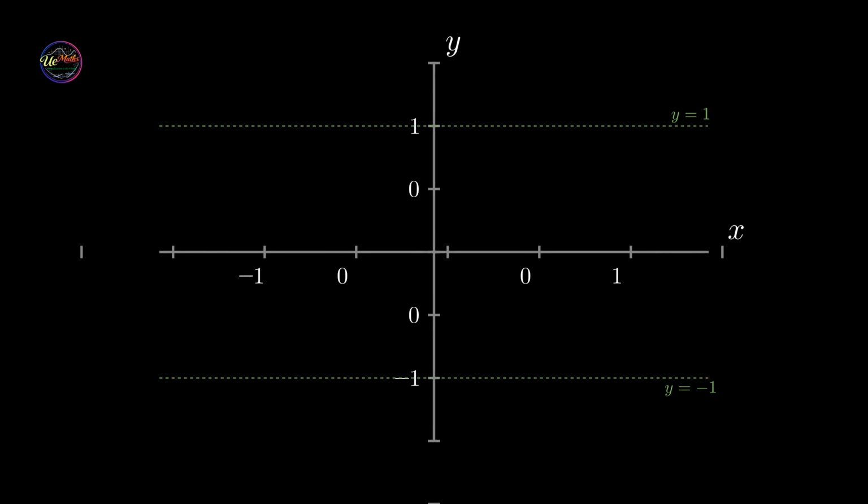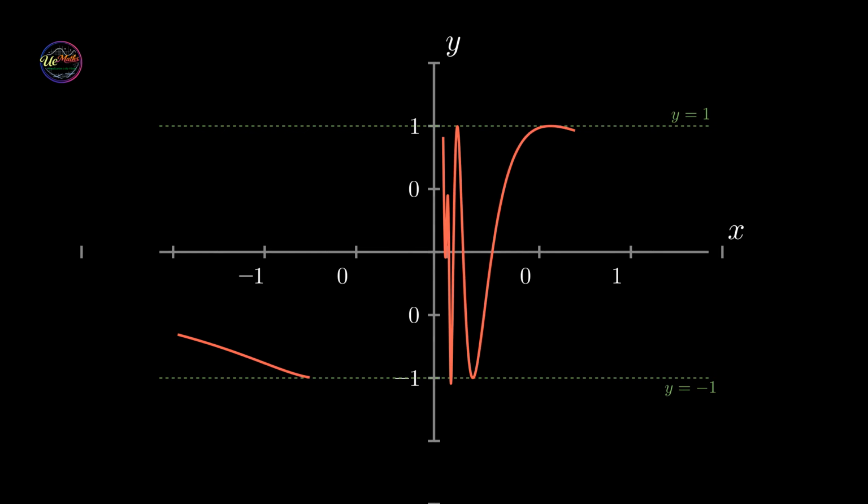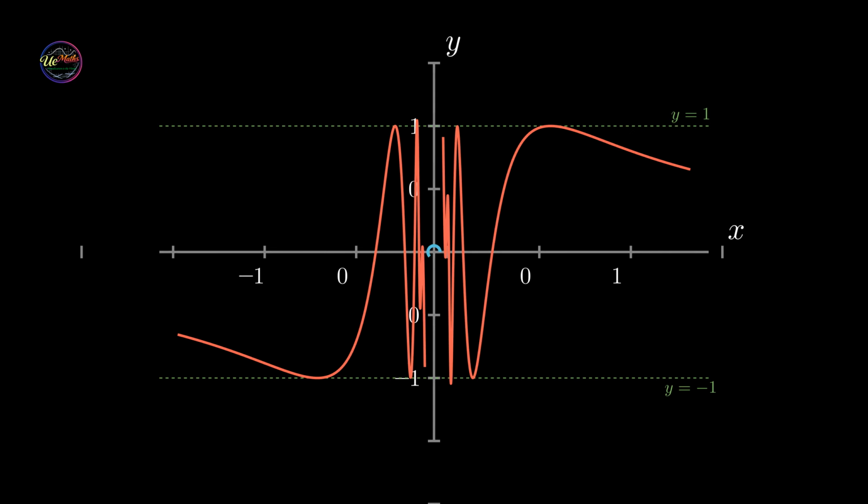Now let us first look at the helper function g of x equals sine of 1 over x. This function oscillates infinitely many times as x approaches 0 from either side. When x is large, 1 over x is close to 0. And sine of a small number is close to 0. So the function stays close to 0 for large x.